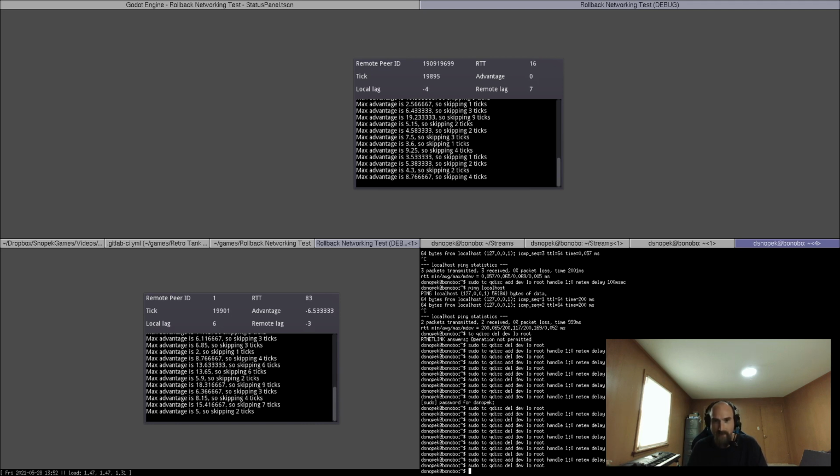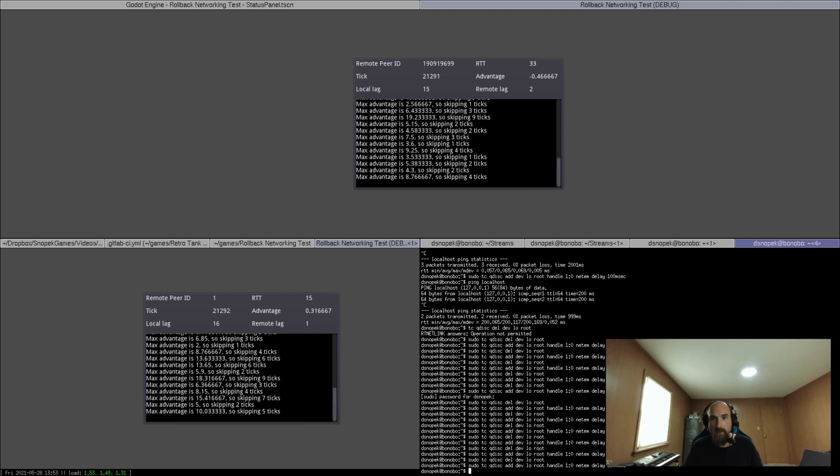So let's restore everything back to 0 so we're not introducing any latency or any packet loss. And you can see they quickly reach equilibrium. When the latency goes away, one side will again end up with a big advantage, and then they just skip enough frames to get back to where they need to be. If we just introduce, let's say, 250 milliseconds of latency, but with no packet loss, this isn't even that big of a deal.